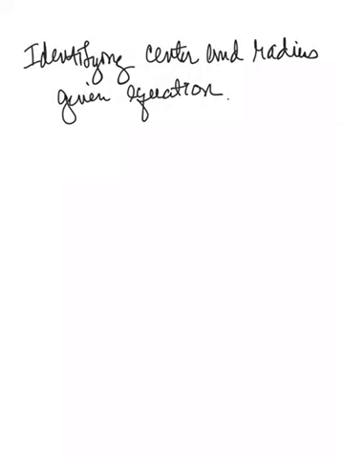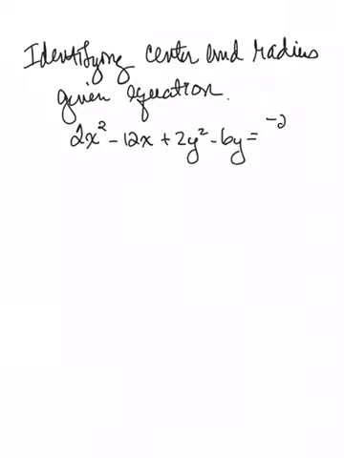Okay, so you have an equation here, 2x squared minus 12x plus 2y squared minus 6y equals negative 29 halves. Okay, so what we're going to do is get this by completing the square. We're going to get this into a standard center form.